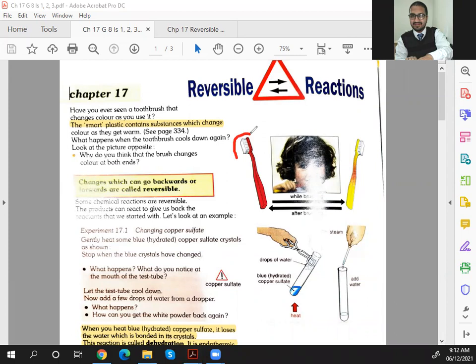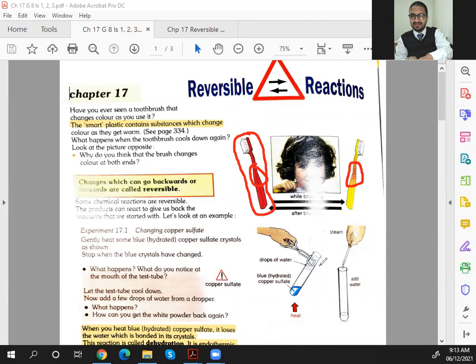Look, this is a simple toothbrush, but it's not easily available. If you want to buy one, it's a special type. If you hold this brush, the area where you hold it is going to change its color. Why is this happening?